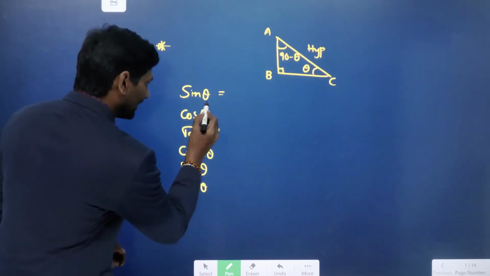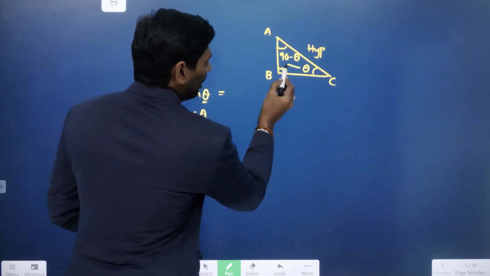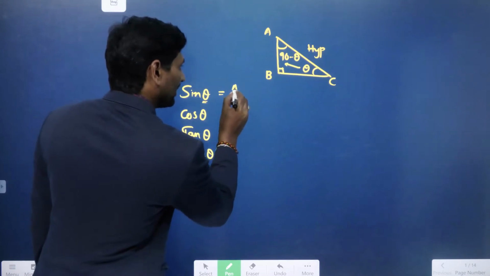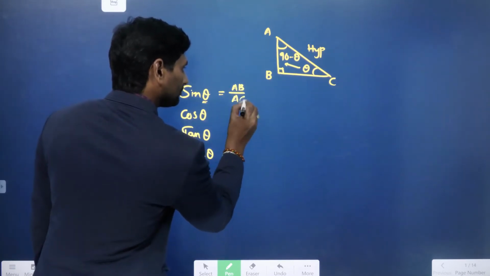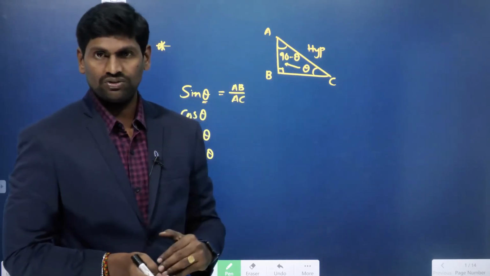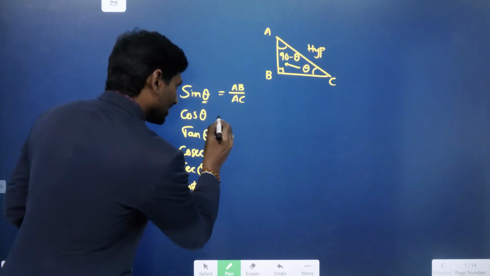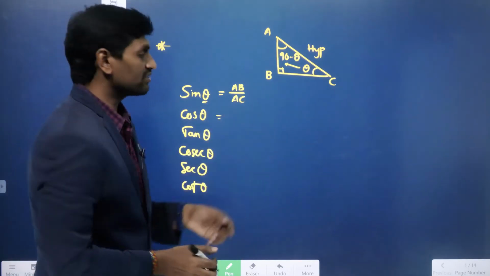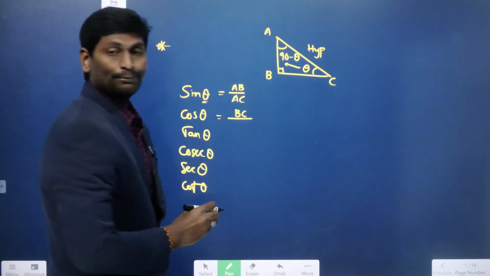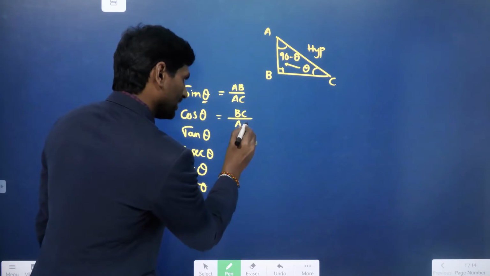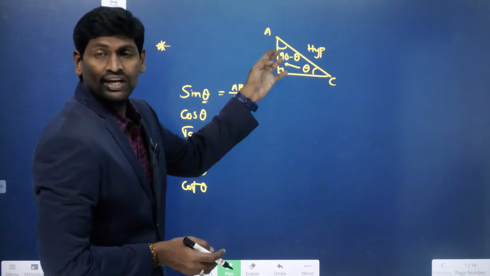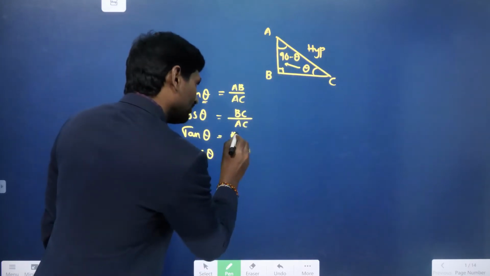Now we are taking sine theta. According to theta, the opposite side is AB and the hypotenuse is AC. So we can write AB by AC. According to the sine ratio, opposite side by hypotenuse. Next, the cos ratio: adjacent side by hypotenuse. For theta, the adjacent side is BC and the hypotenuse is AC. So BC by AC. Next, coming to tan theta: opposite side by adjacent side, AB by BC.